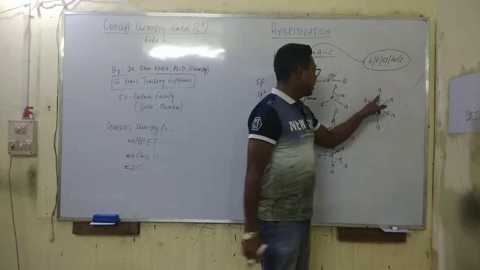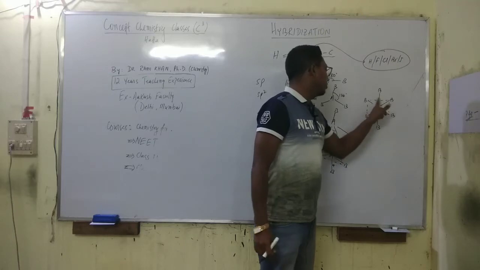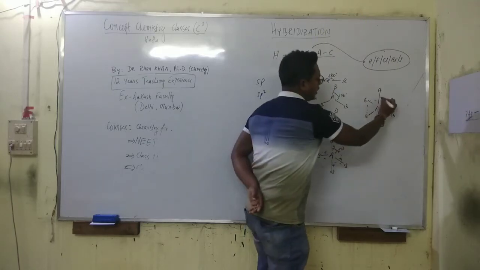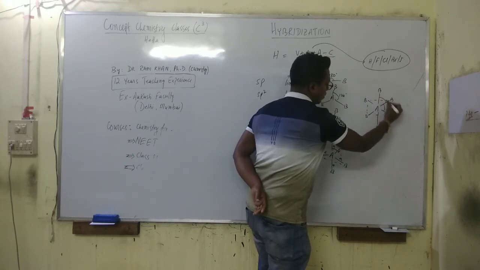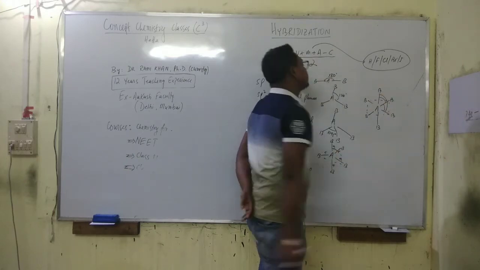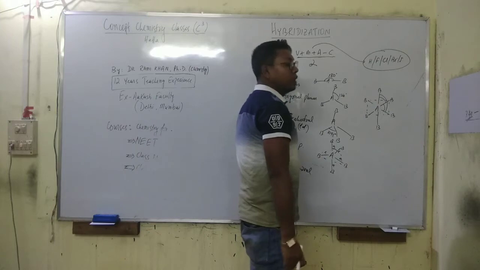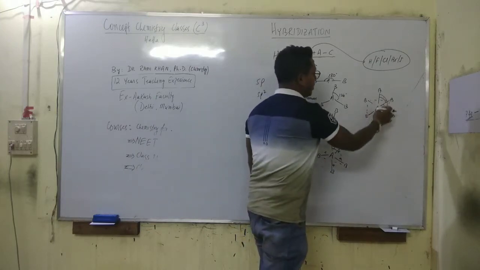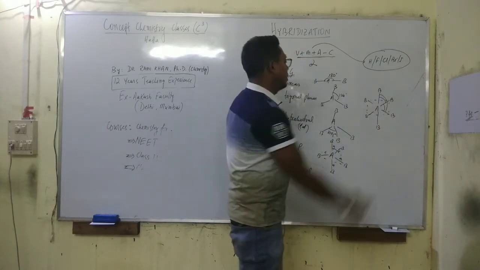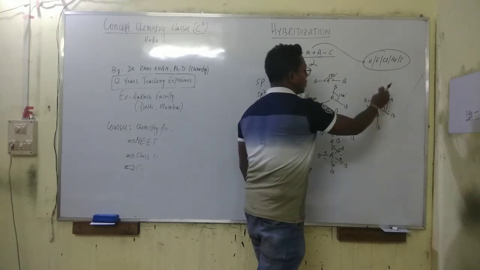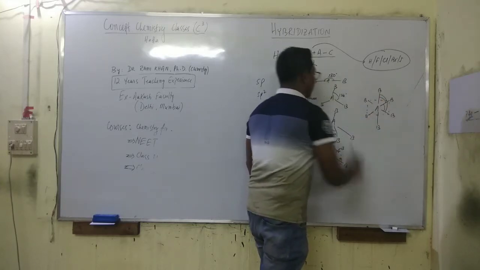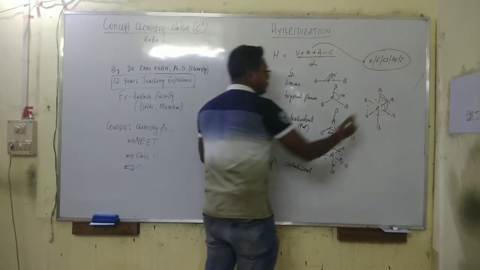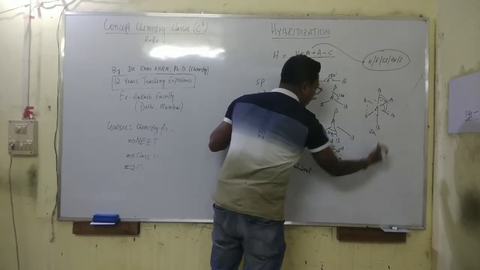The angle between any axial bond and the equatorial bond is 90 degree. Here this angle is 90 degree, this angle is also 90 degree, and this angle is also 90 degree, not 90 plus 90, 180. This is only 90 degree because this bond is like this. So this is 90 degree, this is also 90 degree. Okay, this is octahedral geometry.